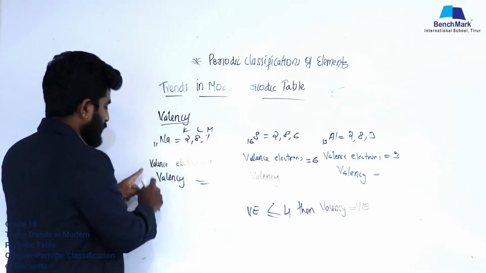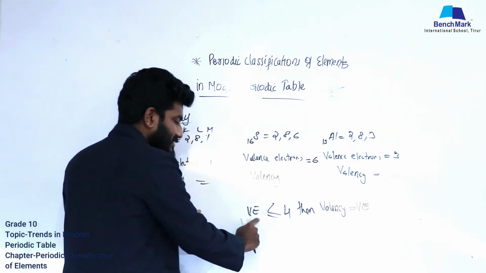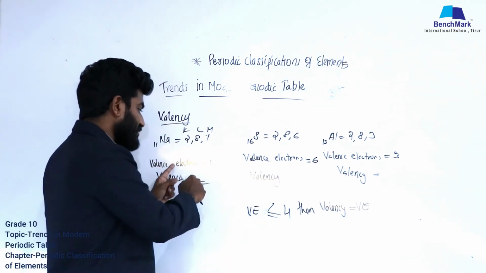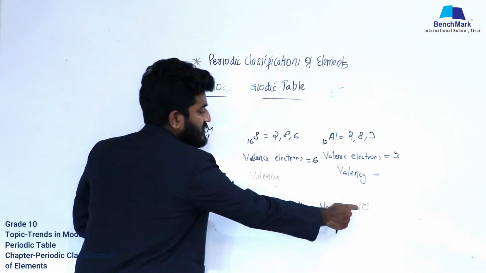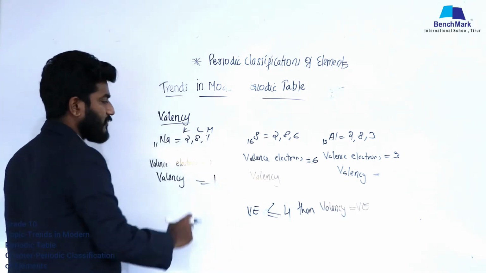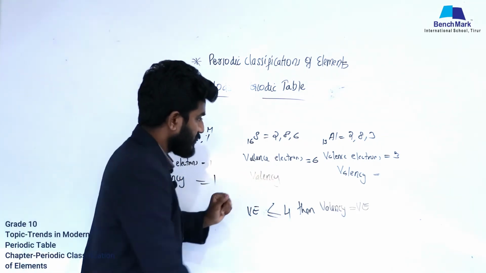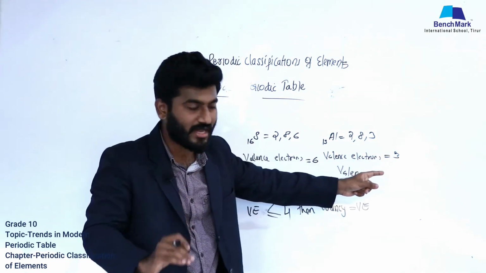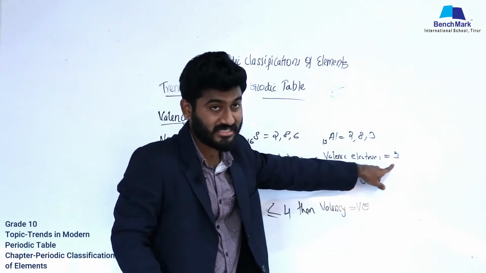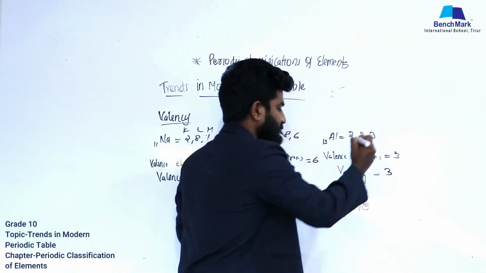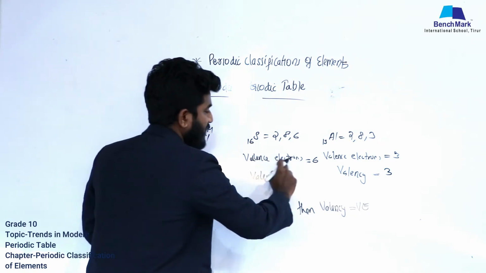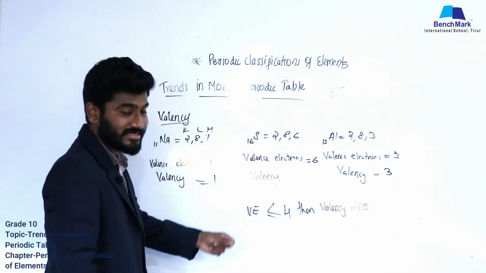I'll explain. Valence electron is 1, which is less than 4. If the valence electron is less than 4, then valency and valence electron will be the same, so valency will be 1. Look at the third case: valence electron is 3, which is less than 4, so valency will be 3. And here valence electron is greater than 4, that is 6.